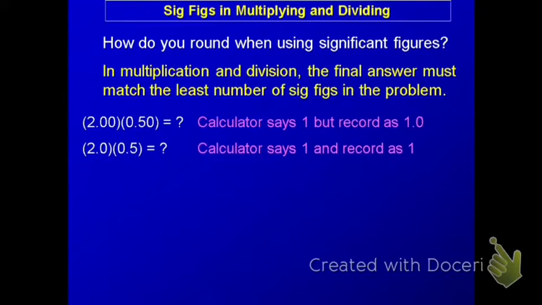If we multiply 2.0 times 0.5, your calculator says 1. Let's see how many digits you should have when you record your answer. 2.0 has 2 sig figs. 0.5 has only one significant figure because the leading 0 is a placeholder. So your calculator says 1, which has one sig fig, which is just fine, so you can go ahead and record your answer as 1.